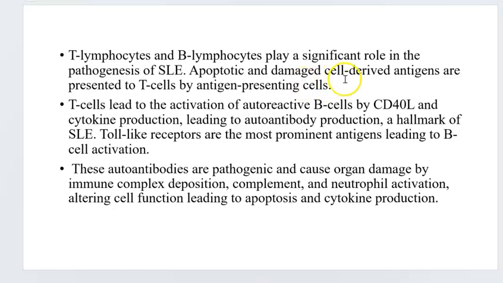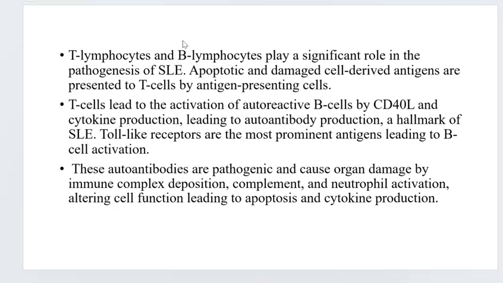Apoptotic and damaged cell-derived antigens are presented to the T cells by antigen-presenting cells. This is also very familiar, right? Serving them up on a silver platter. The T cells lead to the activation of the B cells by CD40L. I'm not going to ask you these questions on this slide here. I just want you to understand how we can take what we've learned about this whole system of the immune response and now understand how lupus works.